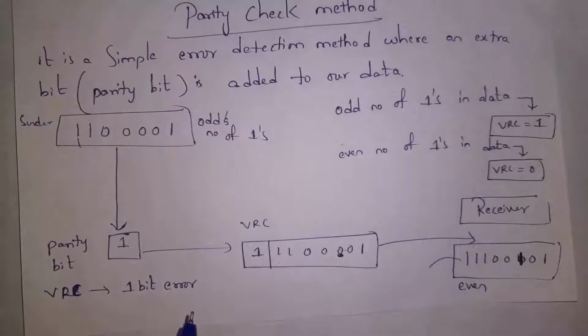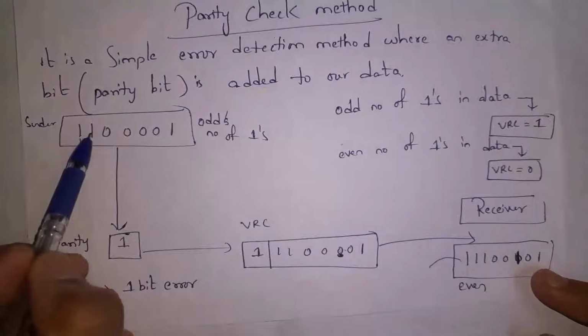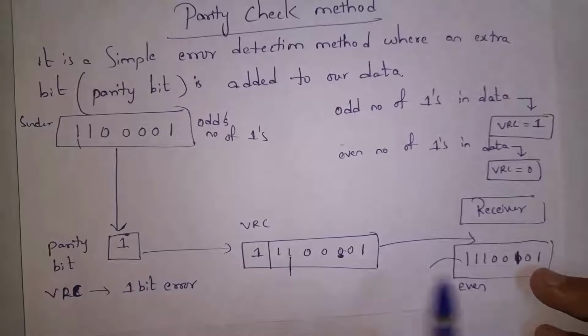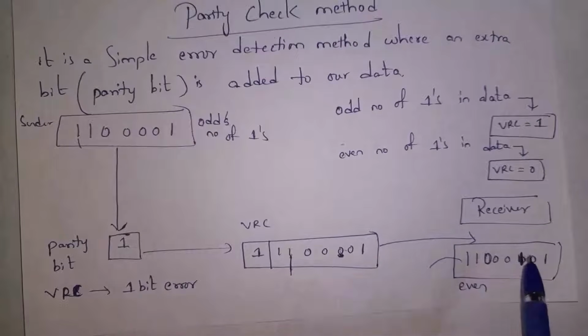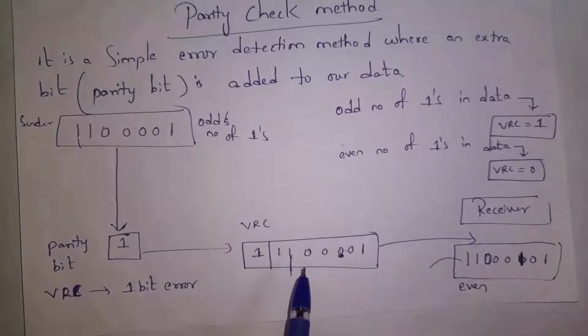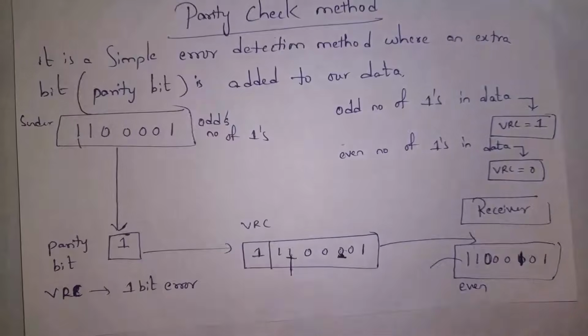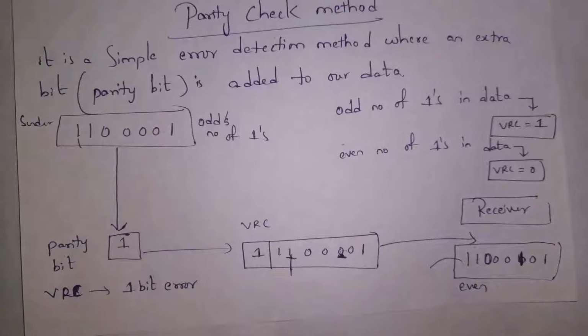If multiple bits are changed in data, then we call it a burst error. VRC cannot detect burst errors. Just for example, now multiple bits got changed. For example, the sender's data is 11000001. But here, in place of 1, the receiver receives 0. And similarly, in place of 0, the receiver receives 1. Actually here, 2 bits got changed, this one as well as this one. So even though 2 bits got changed, whenever the receiver receives data, the receiver will count ones.